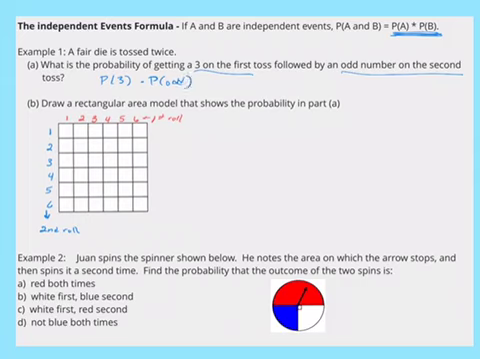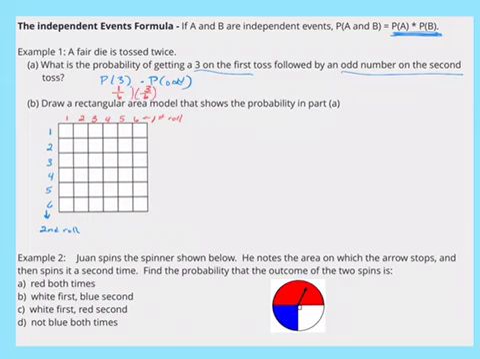And if I think about my die, to get a 3 on my die is a 1 out of 6 probability. And to get an odd, if I look at my odds, I have 1, 3, and 5. So I have a 3 out of 6 chance of getting an odd. So the probability on my first toss of getting a 3 and on my second toss getting an odd is going to be 3 out of 36.